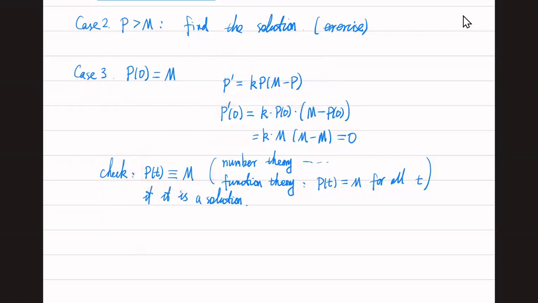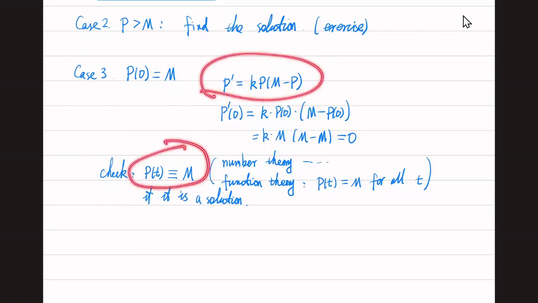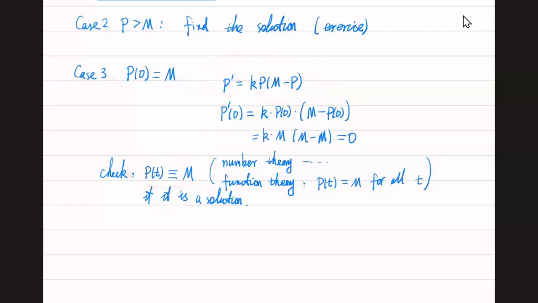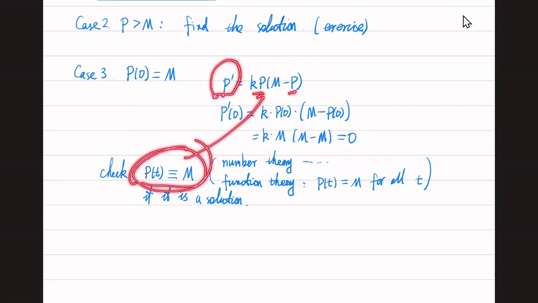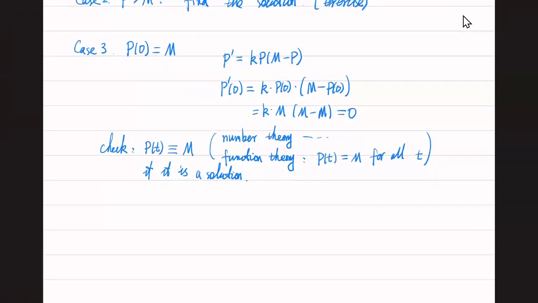So now we have a differential equation. We have a function. We want to check, is this a solution? What we do is plug this into the equation. For this one, we find the derivative. First, what's the derivative of this function? It's a constant, so that's easy. It's not difficult. So how to check?